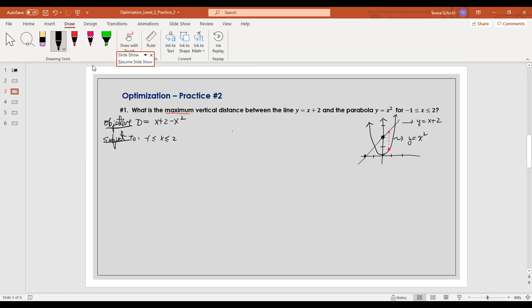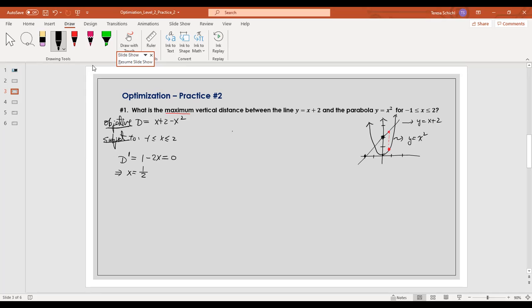This is already just a function of x, so I don't really need to do anything. I just take the derivative of the distance, which is 1 minus 2x. I set this equal to 0, then solve for x, and x equals 1/2.